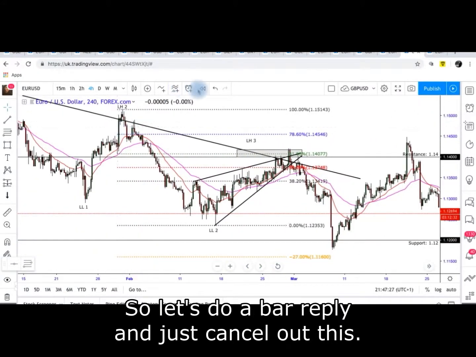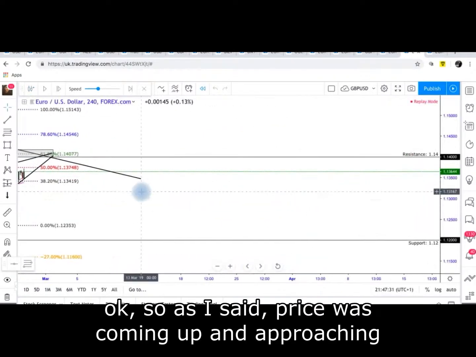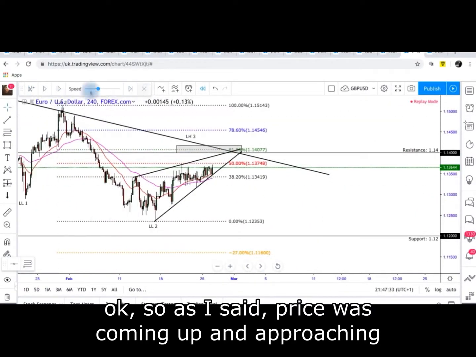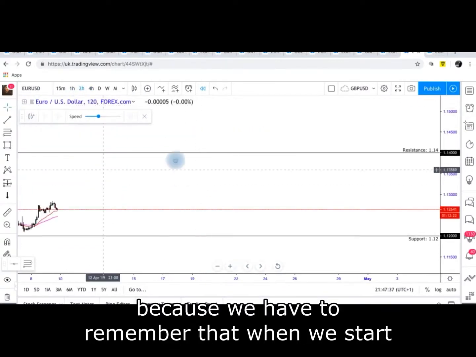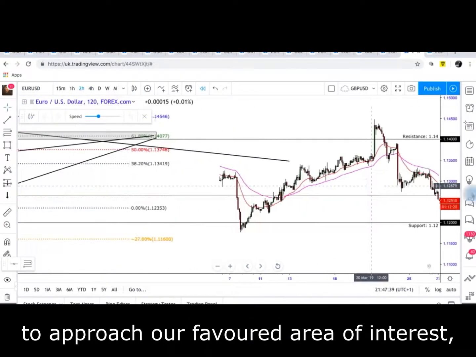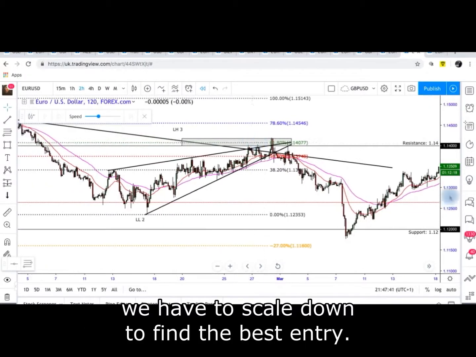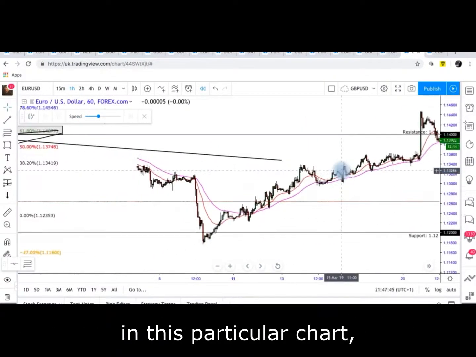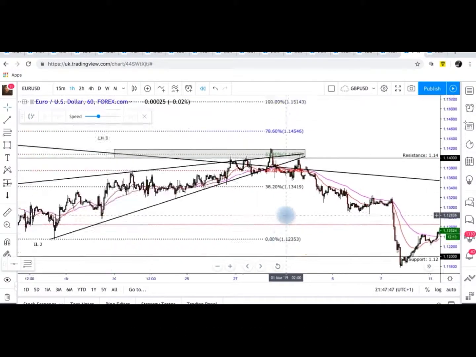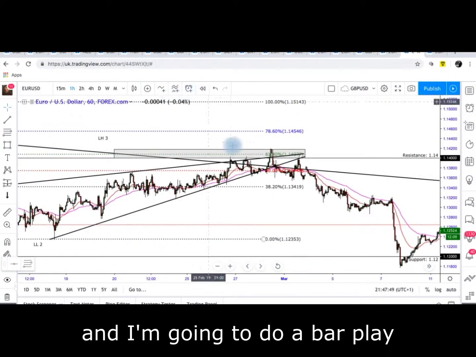Okay, so let's do a bar replay and cancel out this. So as I said, price was coming up and approaching our favoured area of interest. Now, I just want to scale down for a second, because we have to remember that when we approach our favoured area of interest, we have to scale down to find the best entry. So I'm going to go down to the 1 hour on this particular chart, and I'm going to do a bar replay.